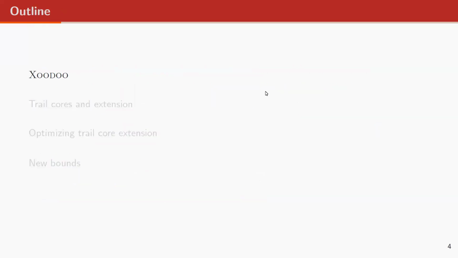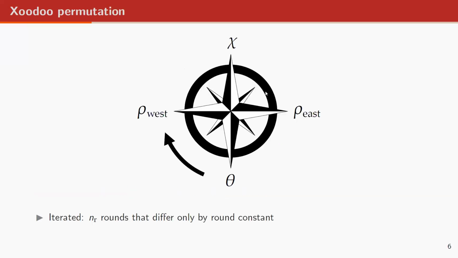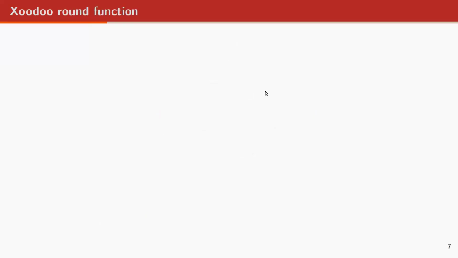Okay, so Xoodoo operates on a three-dimensional state that we can see as 3 parallel planes of 4 lanes each of 32 bits. The permutation has a classic iterated structure where all rounds are identical except for the round constants used. And the number of rounds depends on the application. So in Xoodyak, we have 12 rounds, and in Xoofff, 6 rounds. The round function is composed of 5 steps.